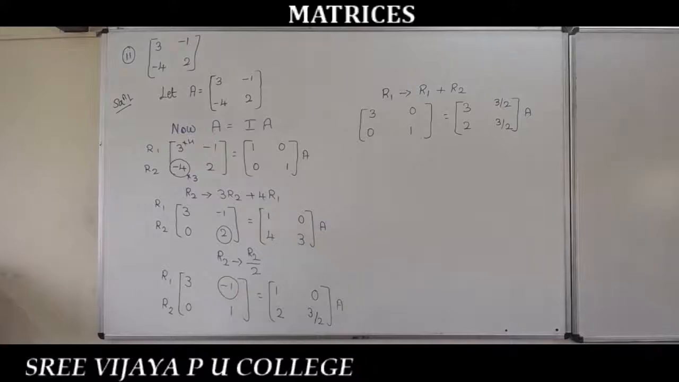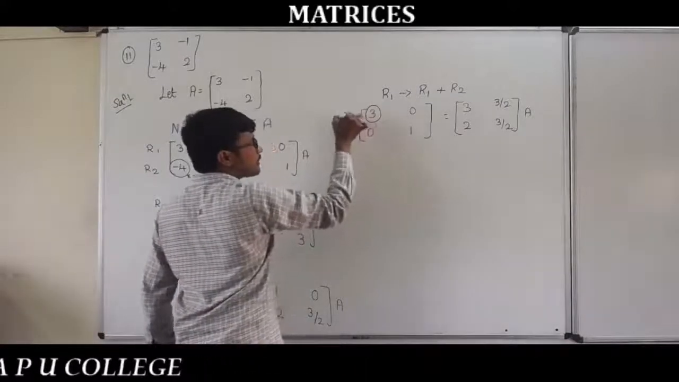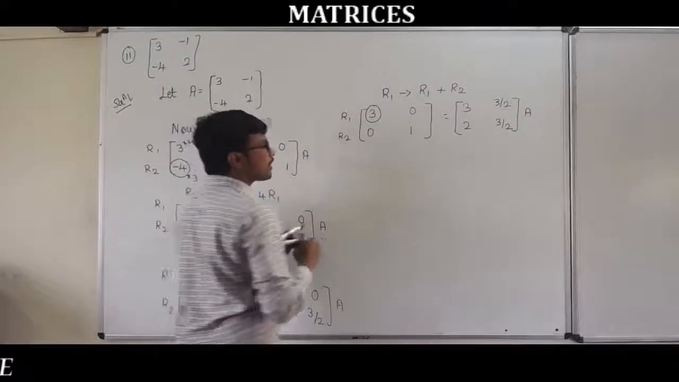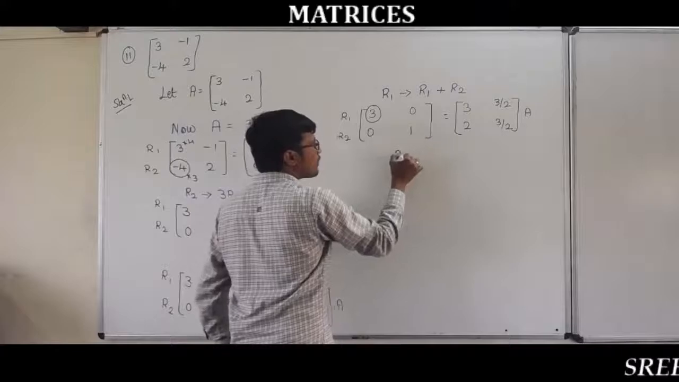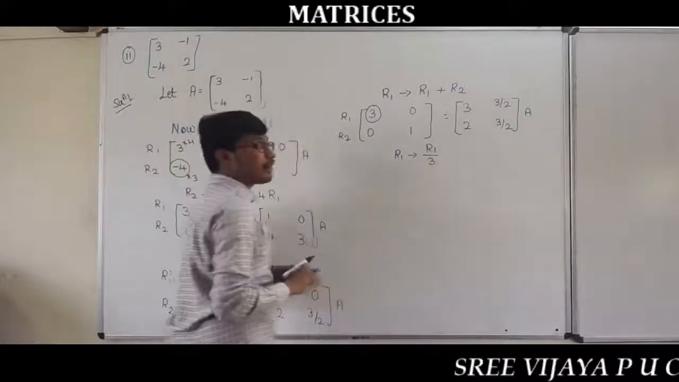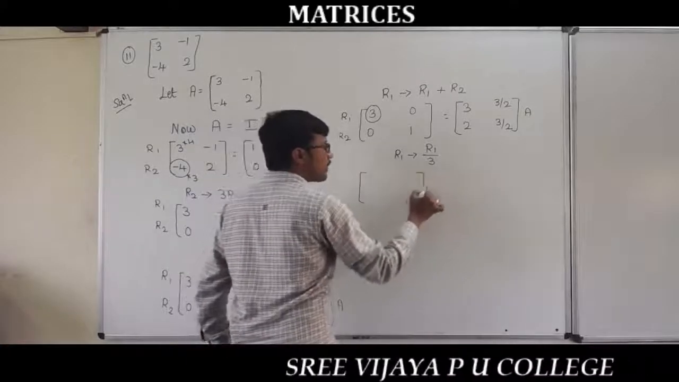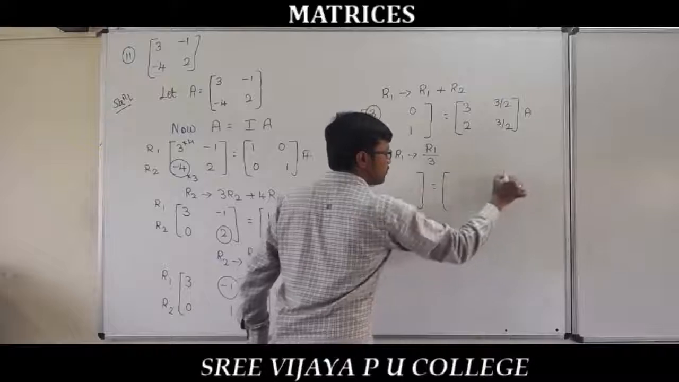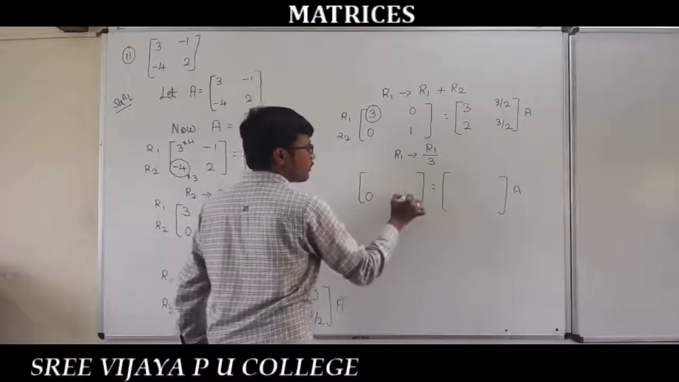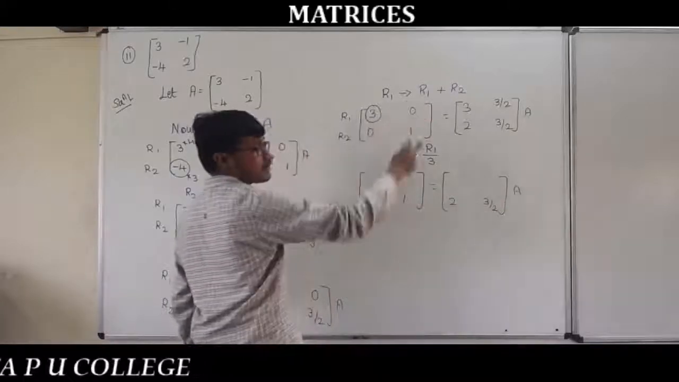We can just divide with 3, because to make it as a 1, it is in the first row. To make it as a 1, you can divide with 3 like that. So R1 can be changed as R1 by 3. All the elements of R1 can be divisible by 3. So R2 will be as this. What is R2? 0, 1, 2, 3 by 2. So divide all the elements of R1 with 3 like that.